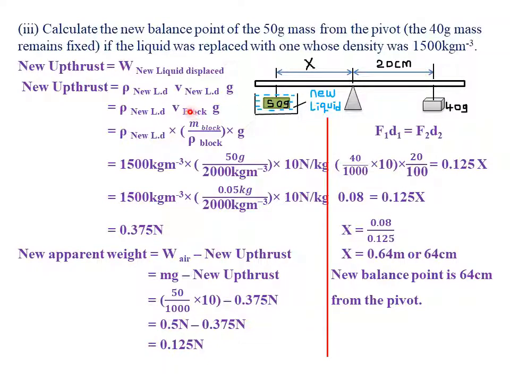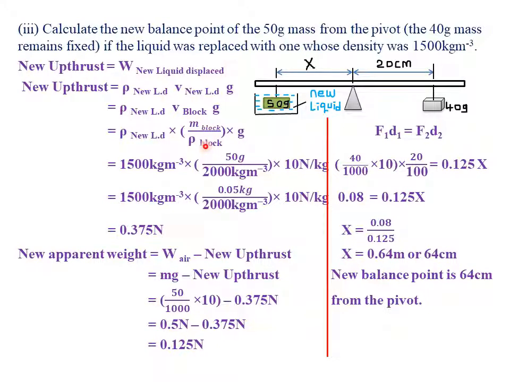But you know that volume is given by mass over density, because remember from Roman 1 and 2 we were given the mass of the block, and we were also given the density of the block as 2000 kilogram per cubic meter. Therefore, the new upthrust force will be equal to the density of the new liquid displaced multiplied by the mass of the block over the density of the block multiplied by gravity.